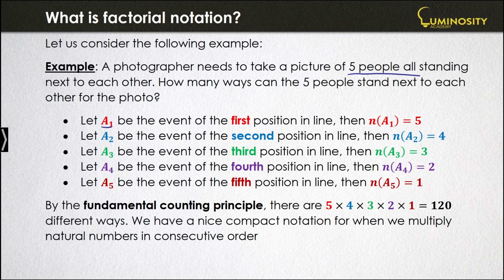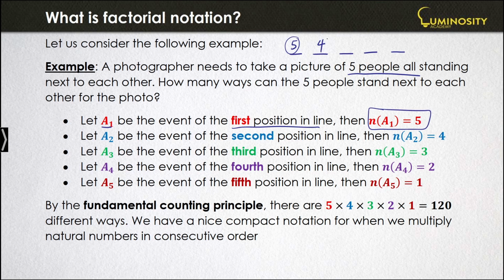So if you let A1 be the event of the first position in the line, then there are 5 people to choose from. So you can imagine this is the line for the people. There are 5 people that can stand in the first position. So of those 5, one of them is chosen. Now we need a second position in line. One person's already stood here, so there are 4 people left to choose from in the second position.